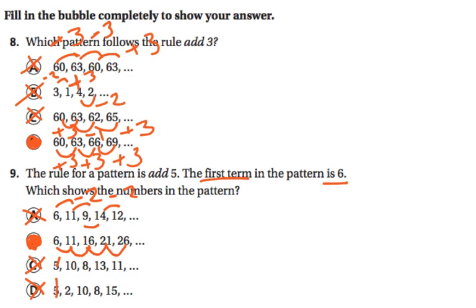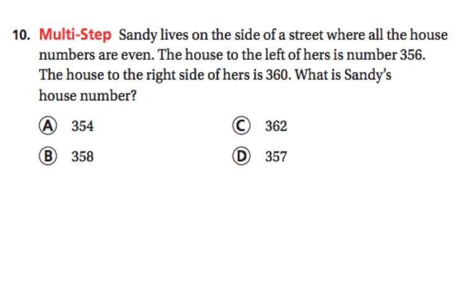All right, we're almost done. We have a multi-step problem here. They tell us that Sandy lives on the side of a street where all the house numbers are even. The house to the left of hers is number 356. The house to the right of hers is 360. What is Sandy's house number?